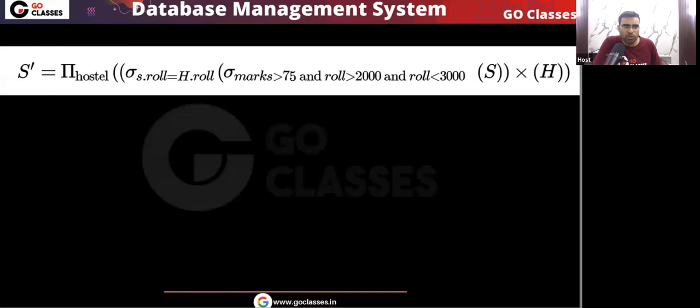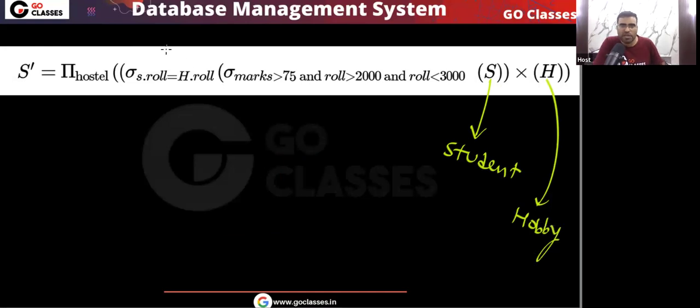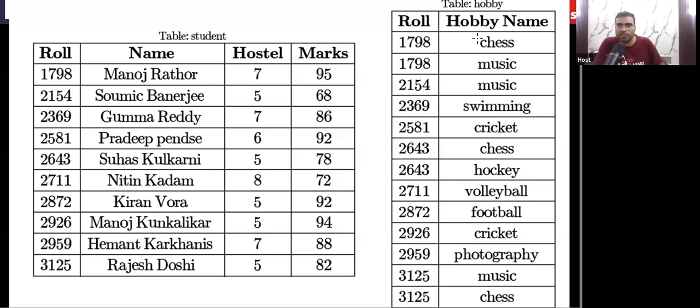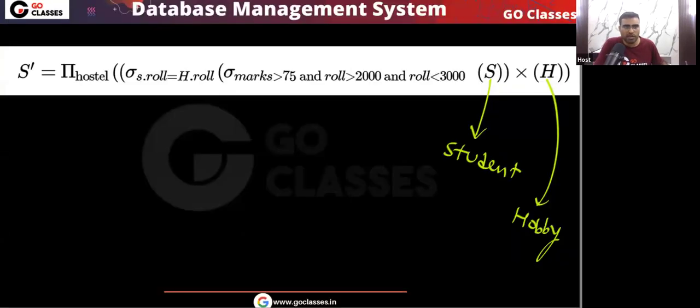Now let's see what this relational algebra query is giving us. Remember, S is the student table and this H is the hobby table. Okay, this S is the student table and this H is the hobby table. So let's see what we are doing here.